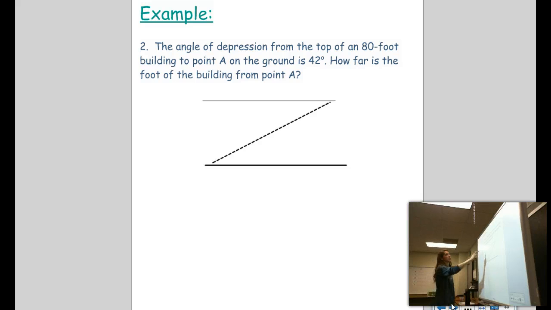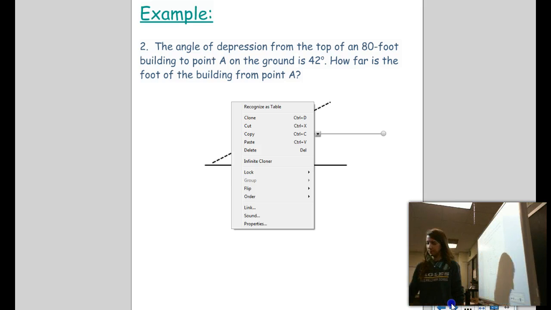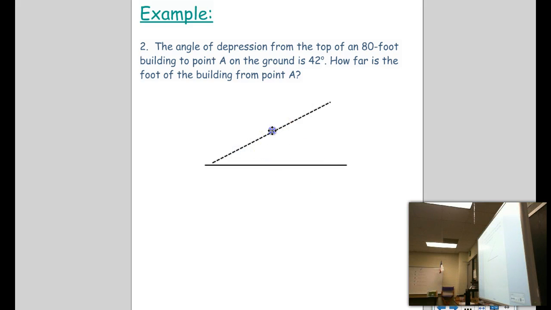I'm actually going to erase this. Will it let me erase you? Go away. Go away. Where's their delete? I know. Have you read the problem? Should have by now.